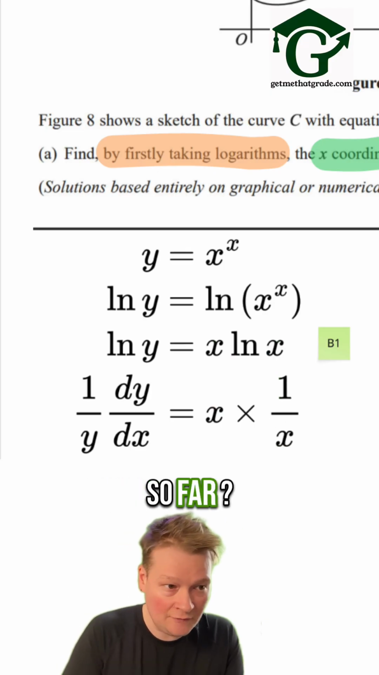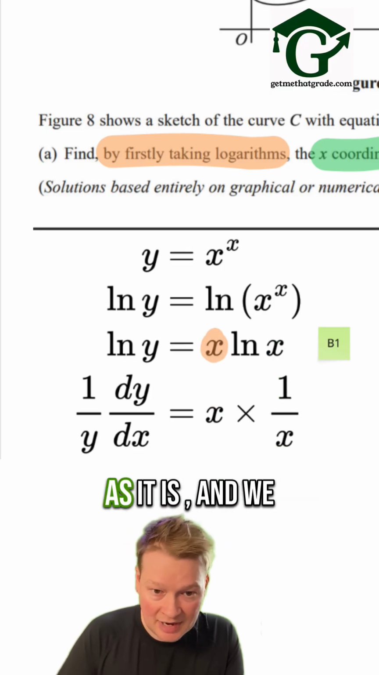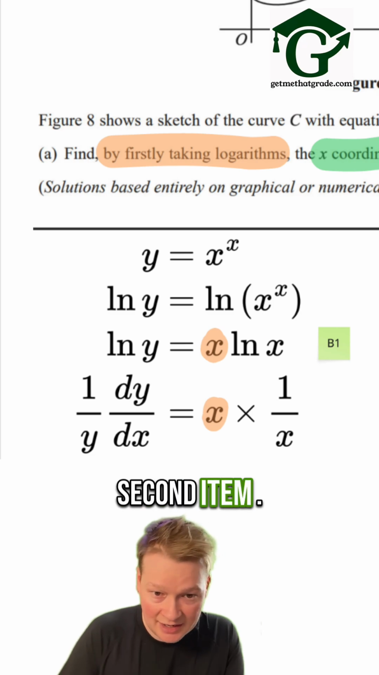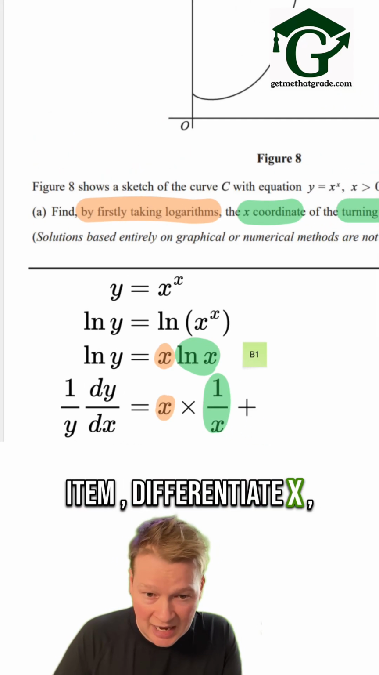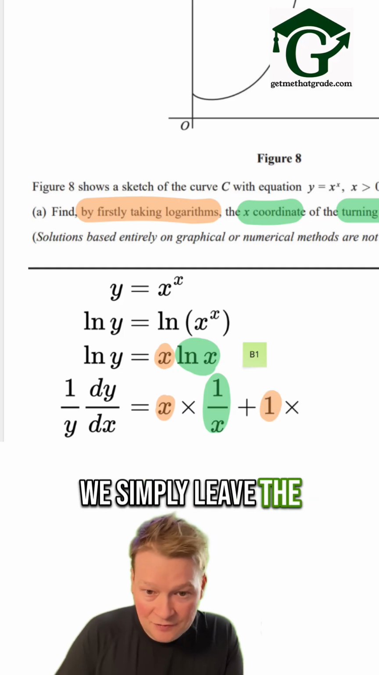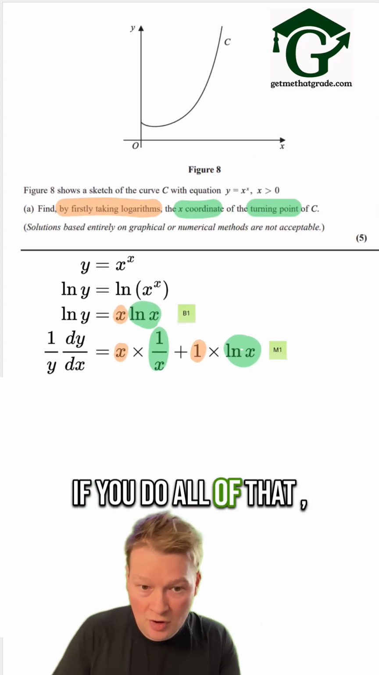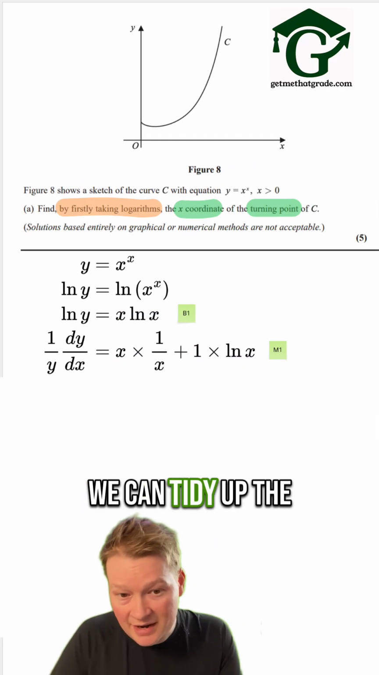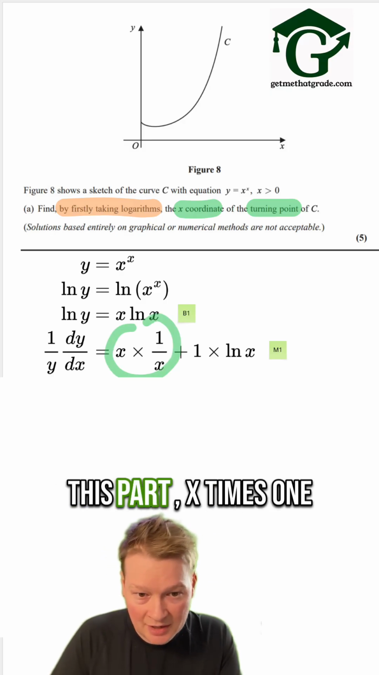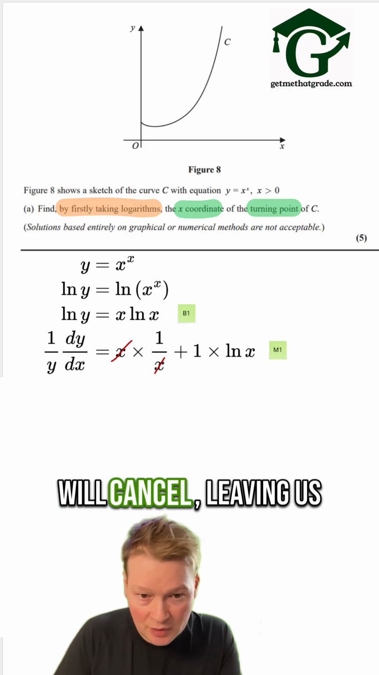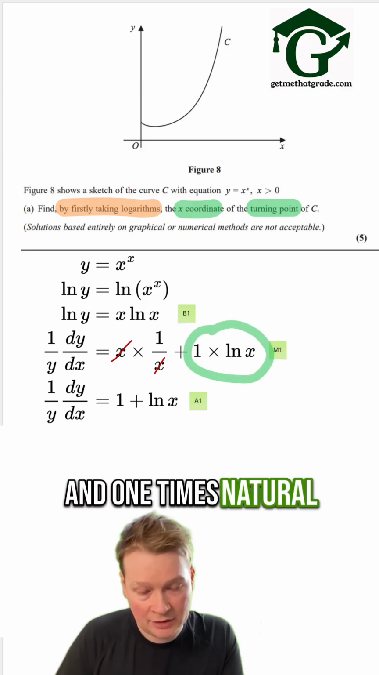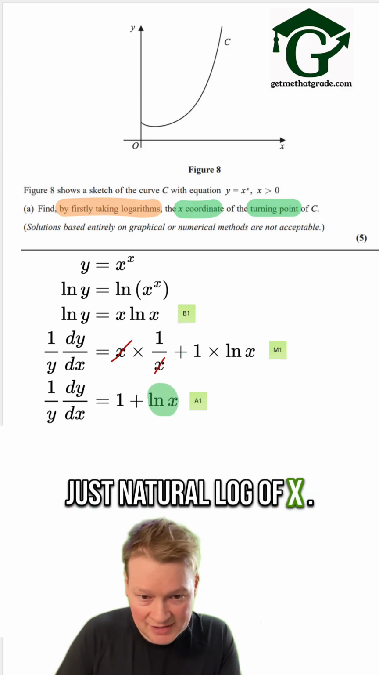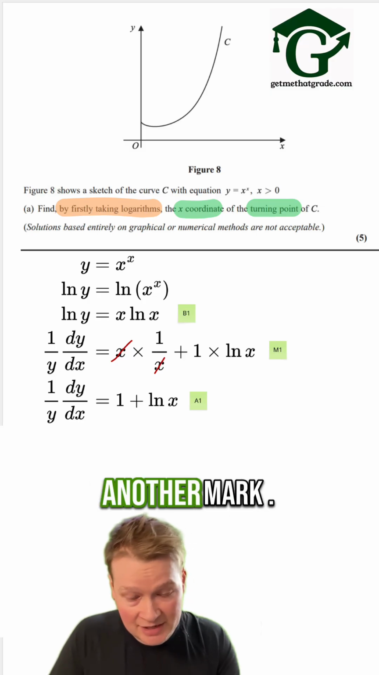So, what have we done so far? We left the first item as it is, and we differentiated the second item. Now we're going to do that the other way around. We're going to differentiate the first item, differentiate x, that gives us 1, and we simply leave the second item as it is. If you do all of that, you get your second mark. We can tidy up the right-hand side a little bit. This part, x times 1 over x, well, the x's will cancel, leaving us with the 1 that we have here. And 1 times natural log of x, well, that's just natural log of x. If you get to that nice tidy form, that's another mark.